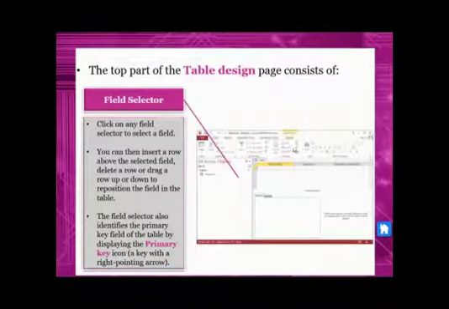The top part of the table design page consists of field selector. How to use field selector? Now let's discuss. Click on any field selector to select a field. You can then insert a row above the selected field, delete a row or drag a row up or down to reposition the field in the table. The field selector also identifies the primary key field of the table by displaying the primary key icon, a key with a right pointing arrow.